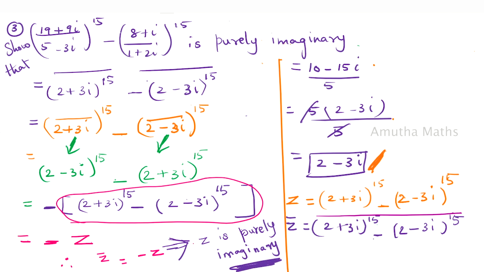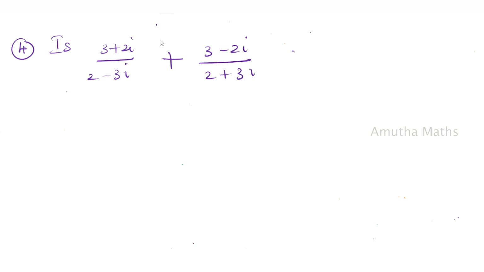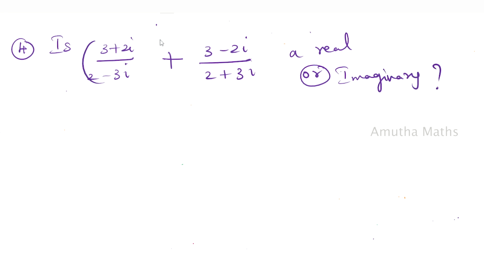Right. So another sum, fourth sum: is 3 plus 2i divided by 2 minus 3i plus 3 minus 2i divided by 2 plus 3i real or imaginary? Let this number be z. Okay. Now you look at this number carefully. See, here we are having 3 plus 2i. So the conjugate of this is 3 minus 2i.